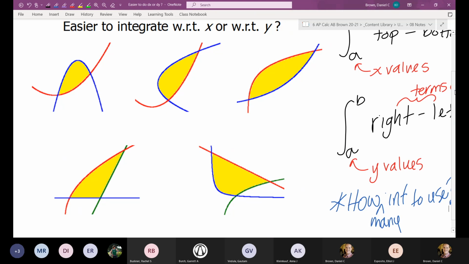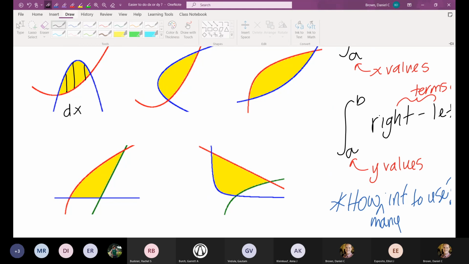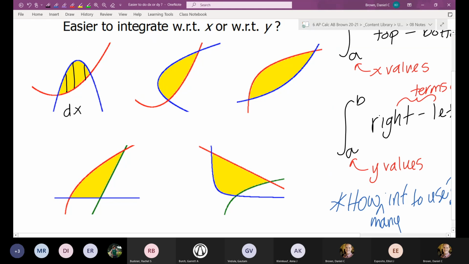Dx. And again, the easiest way to tell, if I think about dx, I draw lines connecting the top and the bottom. You can see that top function is always the blue one. That bottom function is always the red one. So dx would be the easier one. Why would dy be a little bit harder? Dy is going to be harder because from right to left, it's the red to the blue, and then it's from one side of the blue to the other side of the blue. So dy would be much harder to do versus dx.